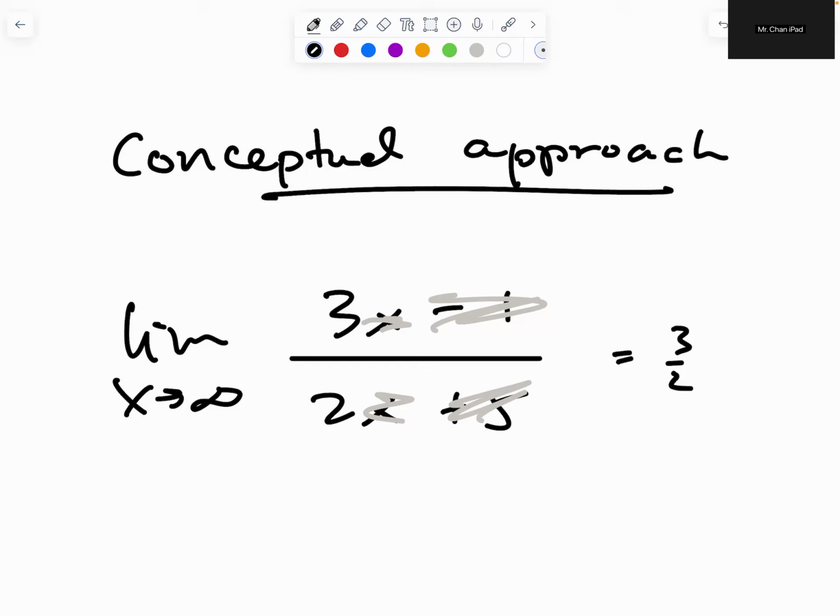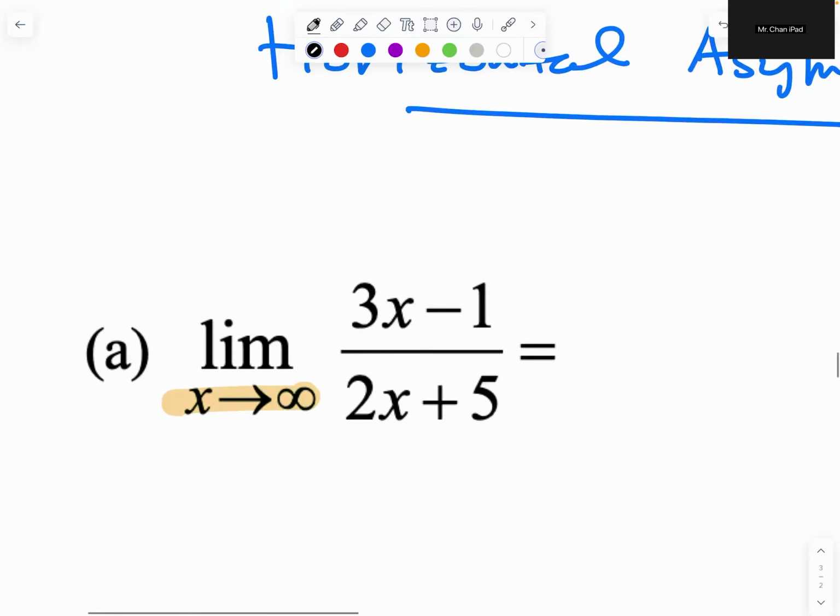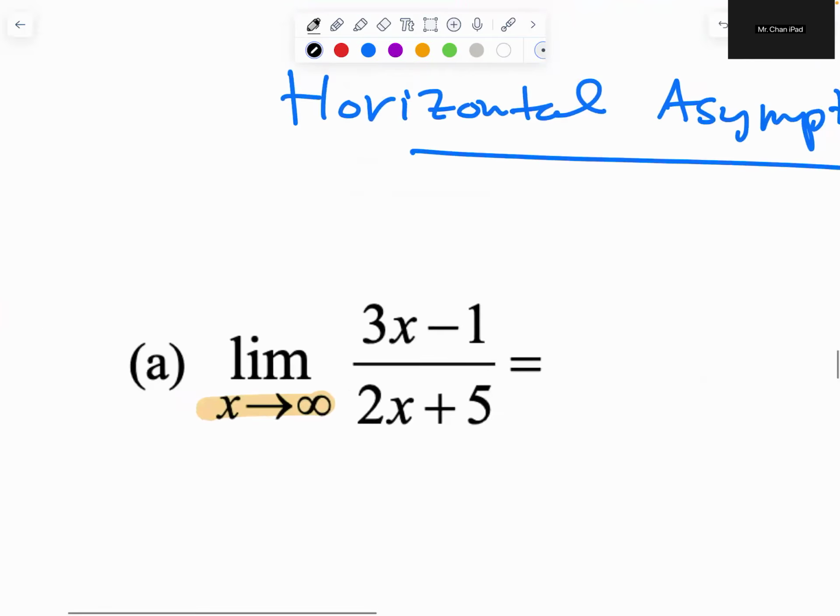Because ultimately, when we are investigating horizontal asymptotes, we are trying to see who is growing faster. Is it the numerator or the denominator? What we see from this limit is that this rational function, 3x minus 1 over 2x plus 5, they are both linear. So they are the same type of function. No one is outgrowing the other. So that's why it's going to be just 3 over 2.